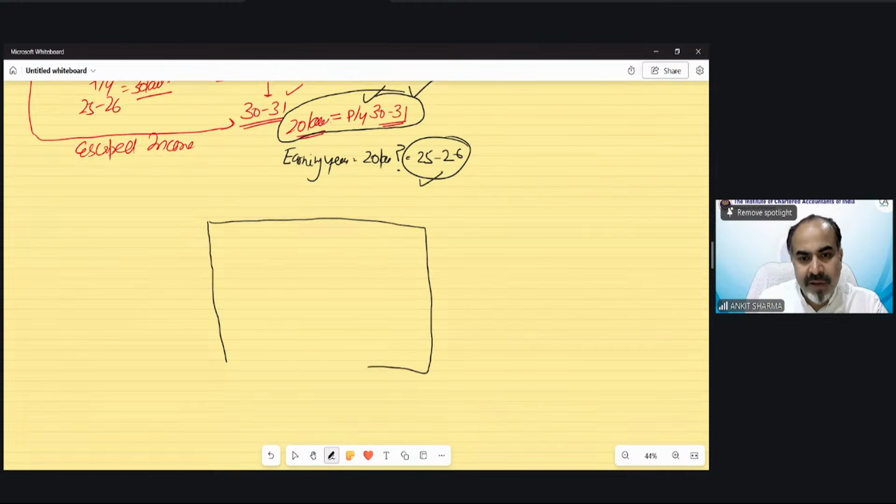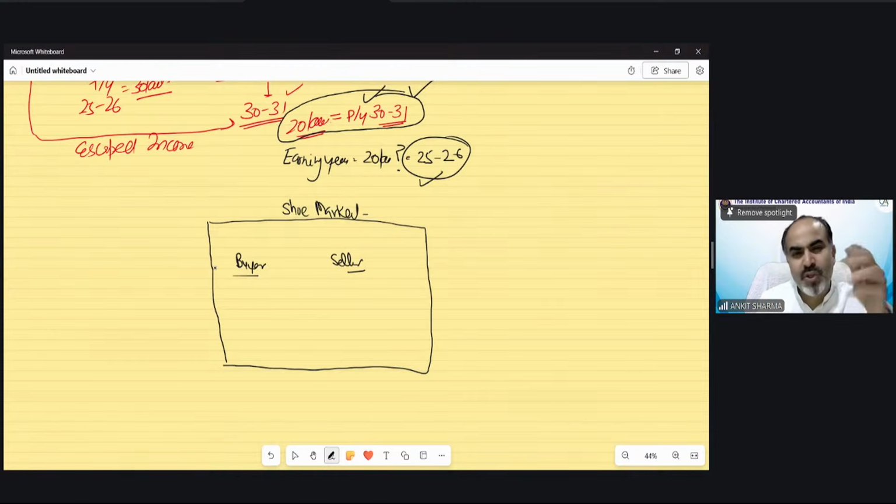Suppose this is a market of any city. It's a shoe market. These are generally unorganized. There is a buyer and here's a seller. I guess you must have gone through the negotiable instrument. You understand the meaning of bills receivable, bills payable, etc. So the same concept is here, but these are local bill payable and bill receivable.